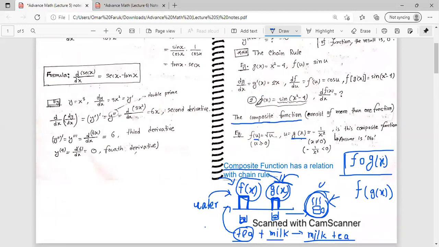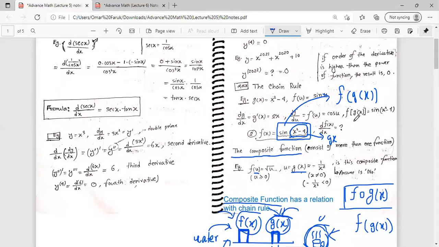For example, here we have f of x is equal to sine of x square minus 4. So this x square minus 4 is called g of x. And this whole function, sine of x square minus 4, is f of g of x. So this is called a composite function, and it is made up of two functions.